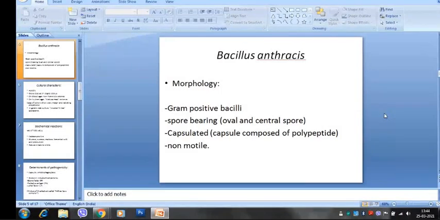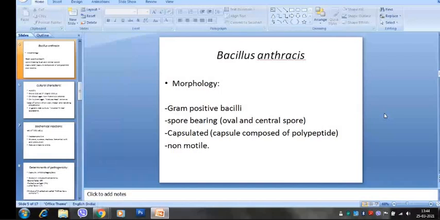Bacillus anthracis is a gram-positive bacilli. It appears purple or violet in color, and it is a bacilli, rod-shaped bacteria. It is a spore-bearing bacteria. The shape and position of the spore is oval and central. There is an oval and central spore in case of Bacillus anthracis.